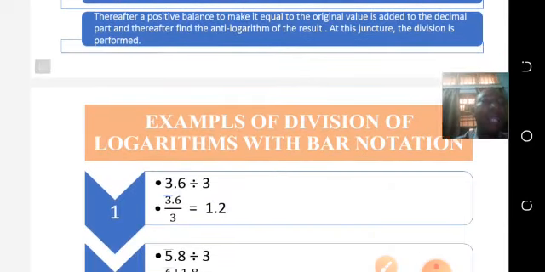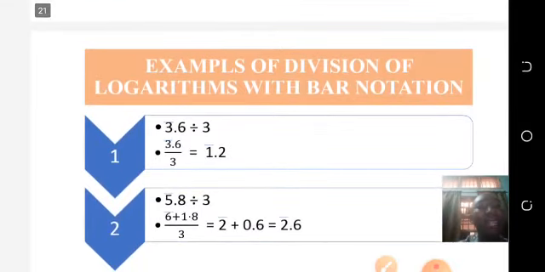Let me quickly run you through a mental sum class, and that is why I call these examples of division of logarithm with bar notation. Remember, when a characteristic is negative, we put it in bar under logarithm. That is, when you express a number in standard form and it gives you a negative, that negative, which we normally call the characteristic, is always pronounced as bar, not negative this time around.